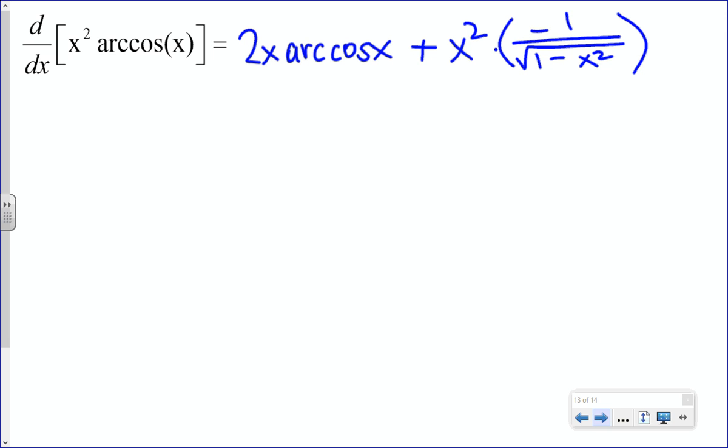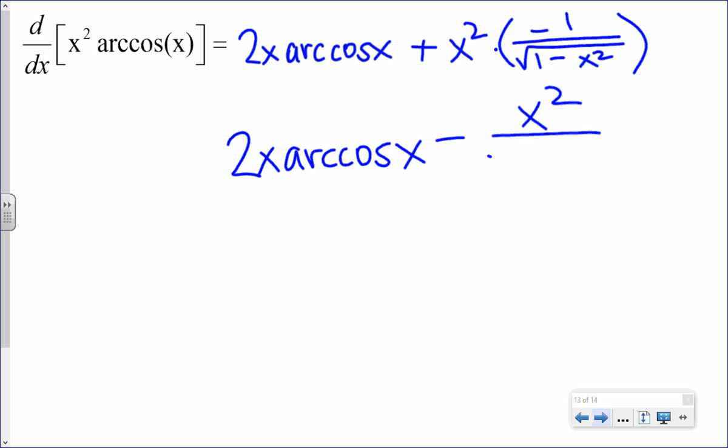Thank you. Do you notice how I put that in parentheses? If you are multiplying by a negative, please put that in parentheses. Some of you are not, and then it starts to look like subtraction. If something is negative and you're multiplying by it, parentheses. All right? So if you wanted to rewrite this, you could. 2x arc cosine of x minus x squared over radical 1 minus x squared. If you're really feeling like it, rewrite it.